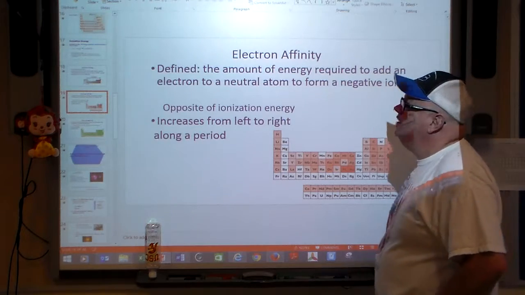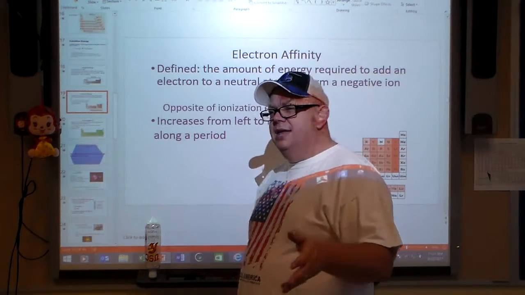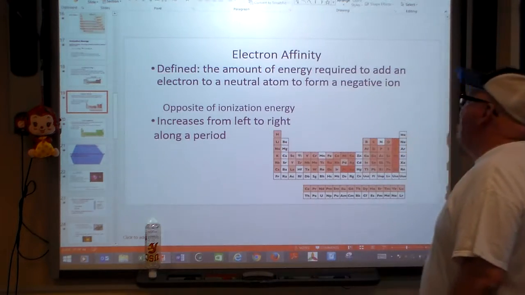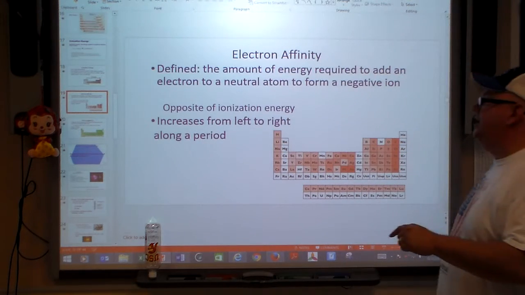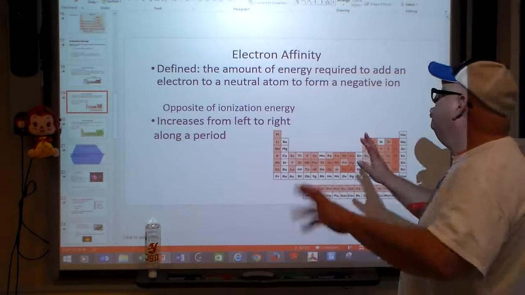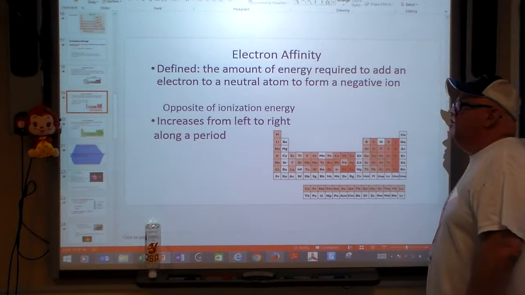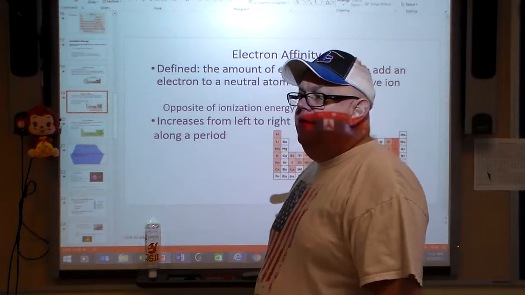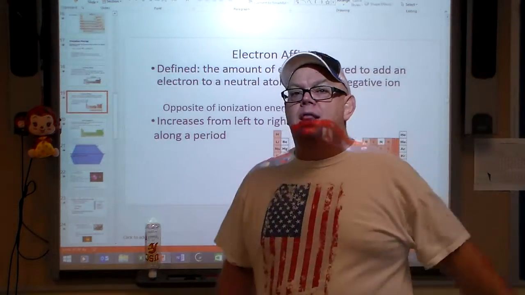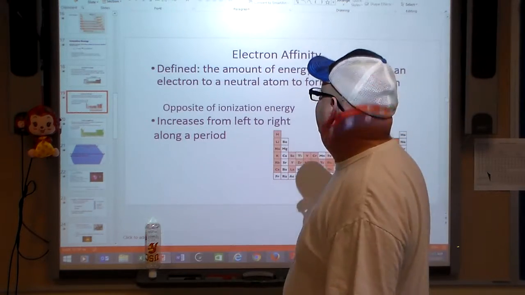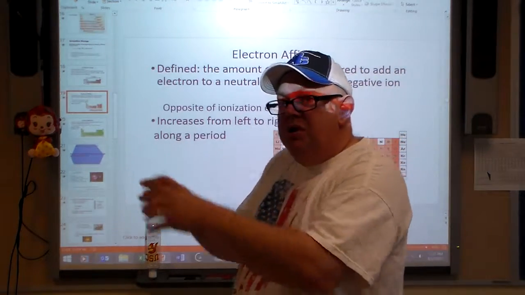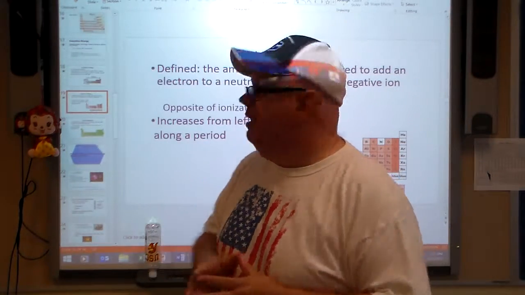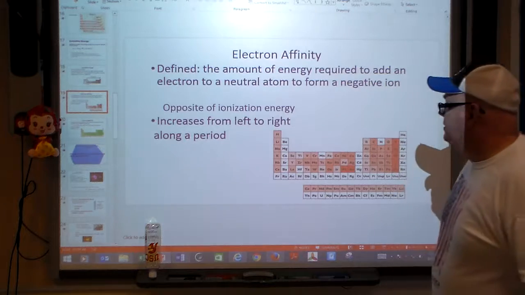Then we have something called electron affinity. We looked at atomic radius. We looked at ionization energy. Now we've got to look at electron affinity. How much energy does it take to add an electron to a neutral atom to make it negative? So in other words, it's the opposite of ionization, electron affinity. In ionization, we were ripping the electron out. In electron affinity, how much energy do we need to make an atom take the electron to go from neutral to negative? So it's the opposite.